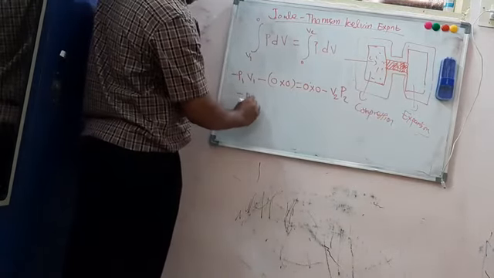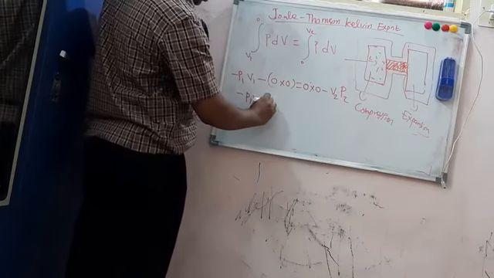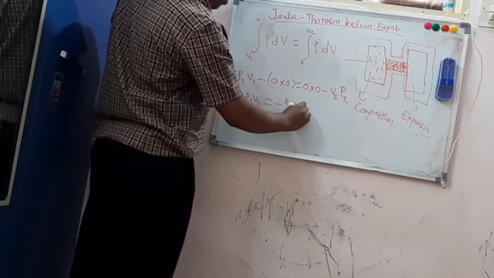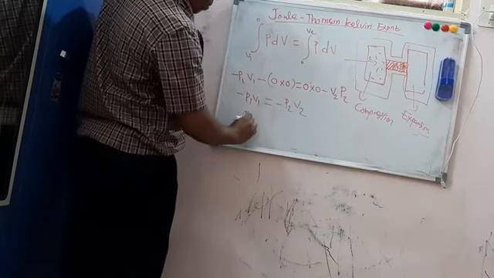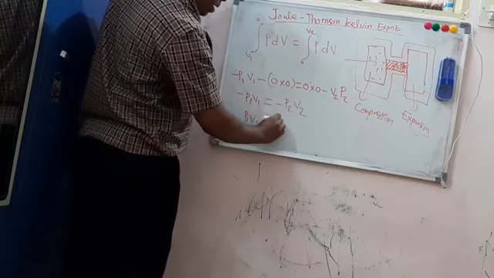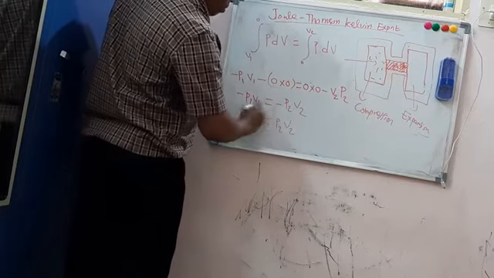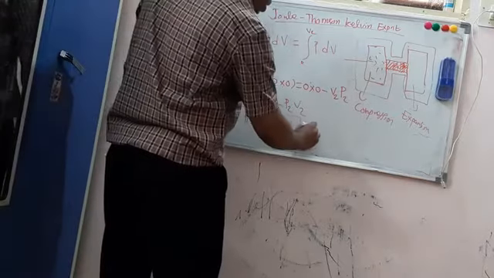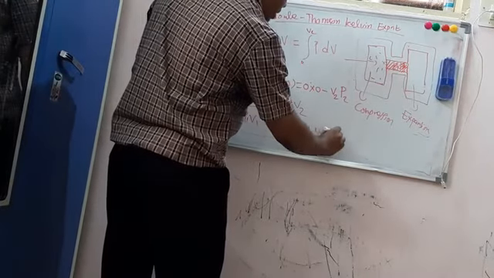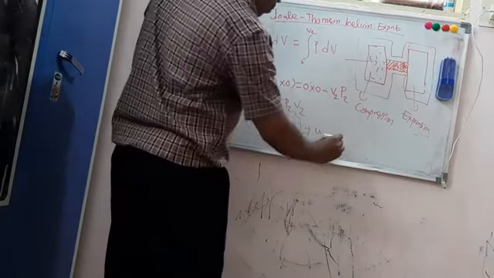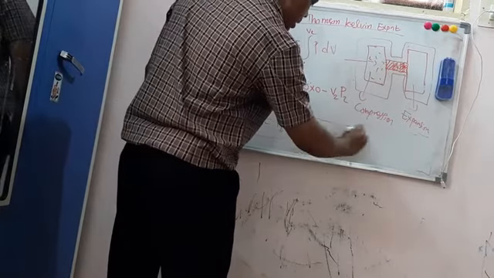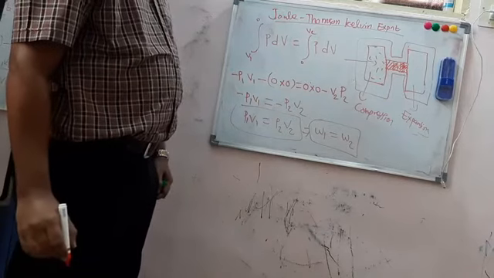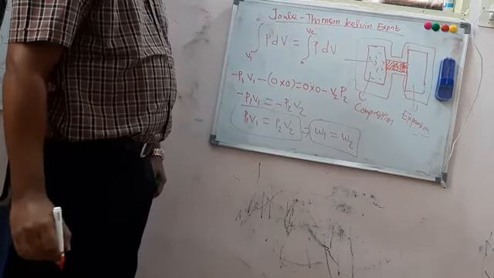So minus P1 V1 equal to minus P2 V2, or P1 V1 equal to P2 V2. So the work done on the left hand side is equal to work done on the right hand side. Work done on both are equal.